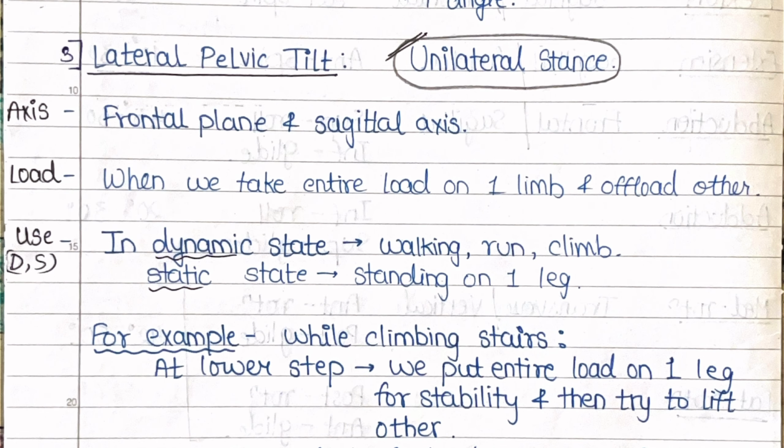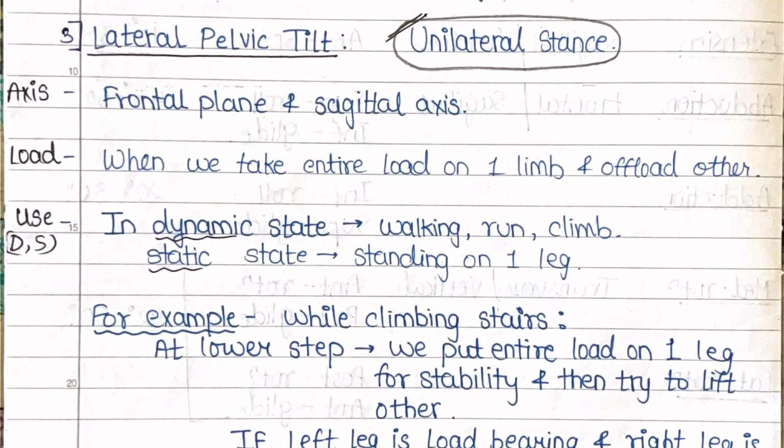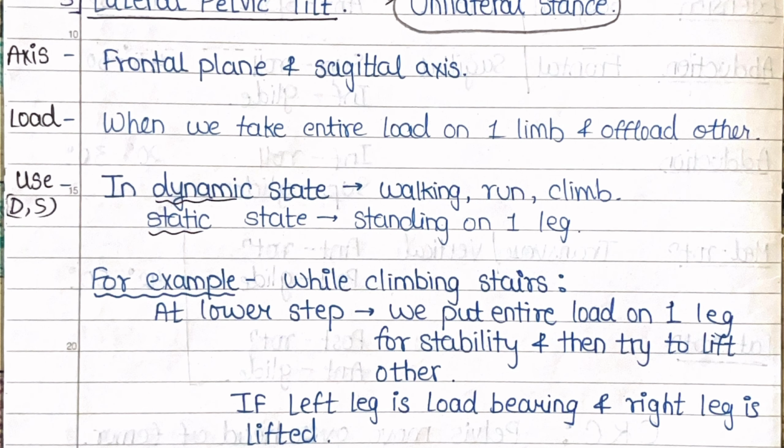In which conditions do we use unilateral stance? If we are moving, which means dynamic state, we use unilateral stance in walking, running or climbing, and in static state we use it for standing on one leg. So dynamic and static are the two states of use of lateral pelvic tilt or unilateral stance.